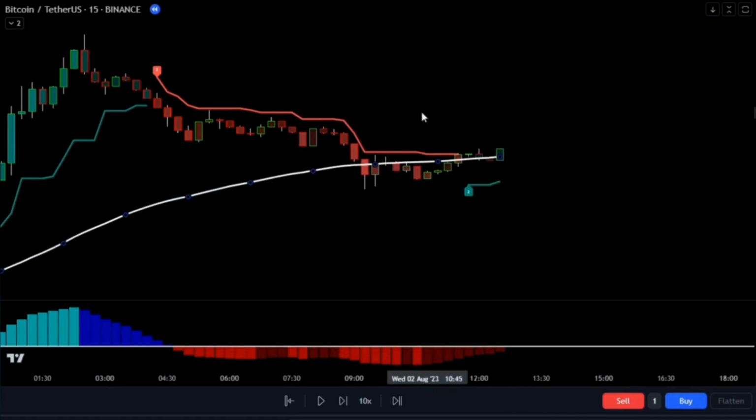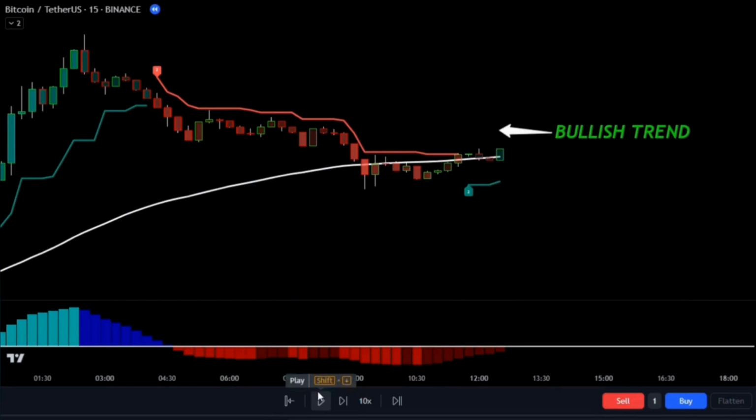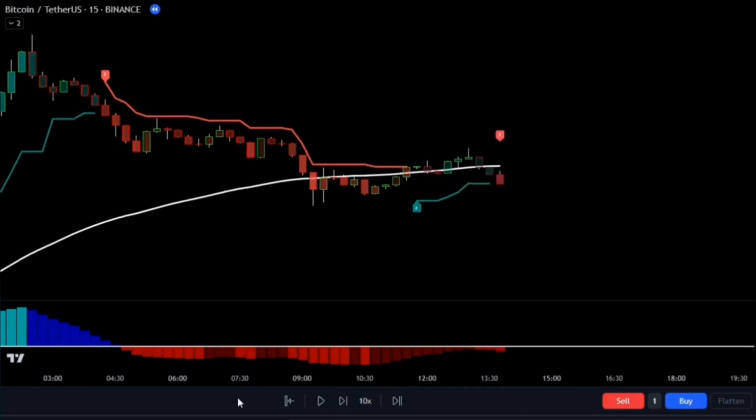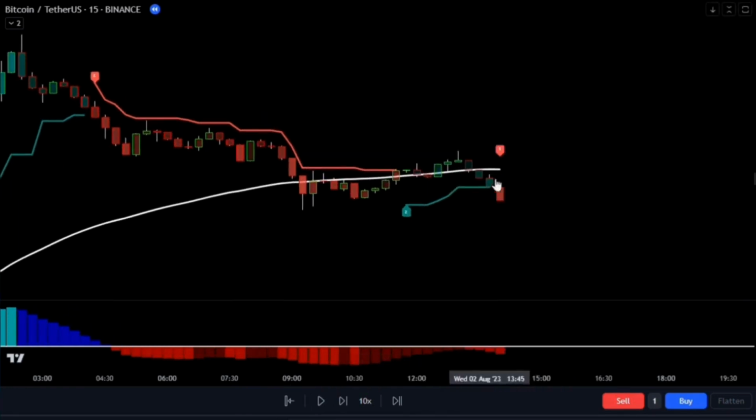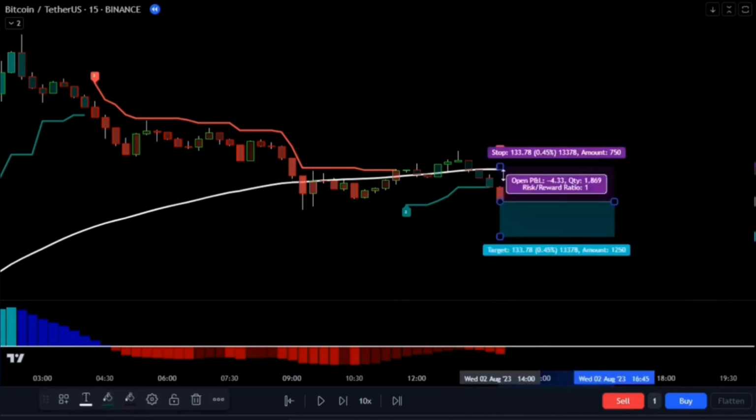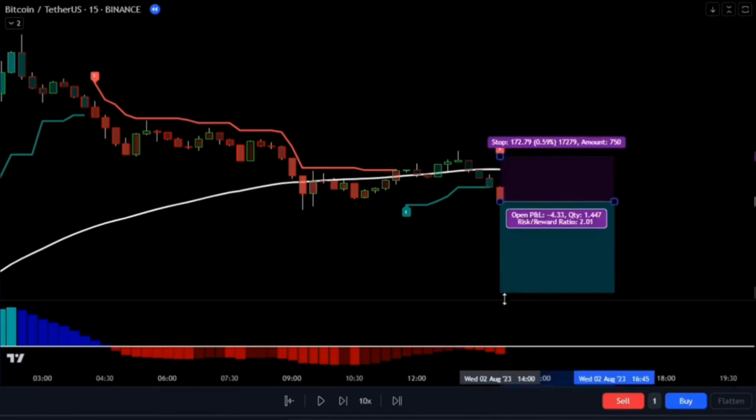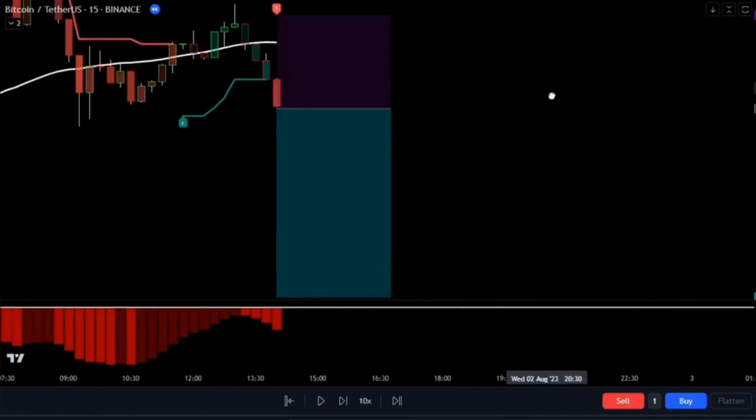This TEMA line shows us the direction of the market's trend. If the price is above the TEMA, it indicates an upward trend. If the price is below the TEMA, it signifies a downward trend. We can enter a sell trade when the price is below the TEMA, as our first condition. Here, we have a sell signal, and the second condition is that the MACD histogram is below the zero line. With all conditions met and our trigger candlestick closed, we're allowed to enter a sell trade.